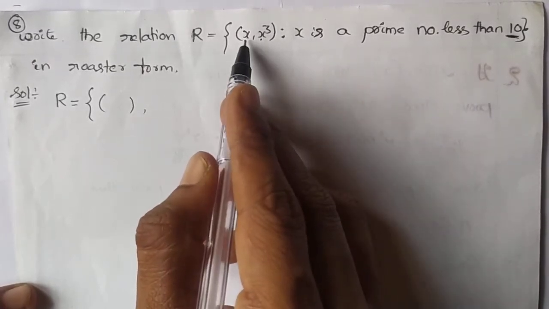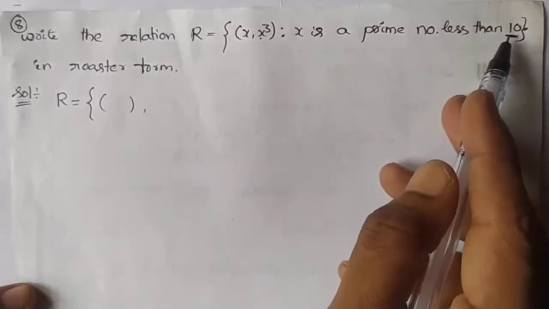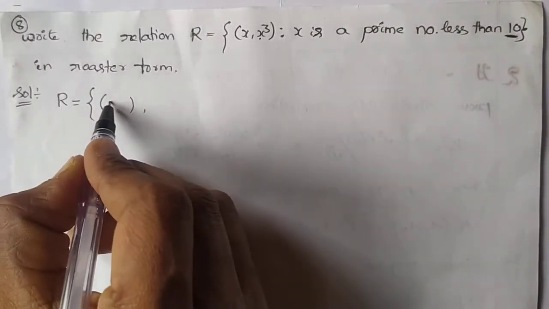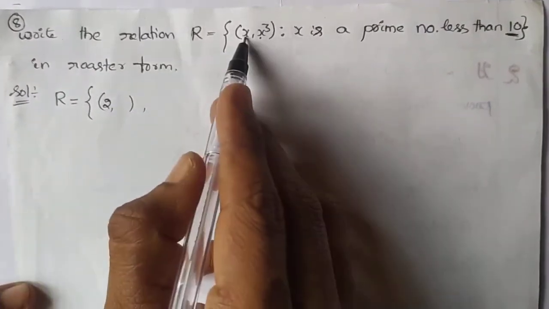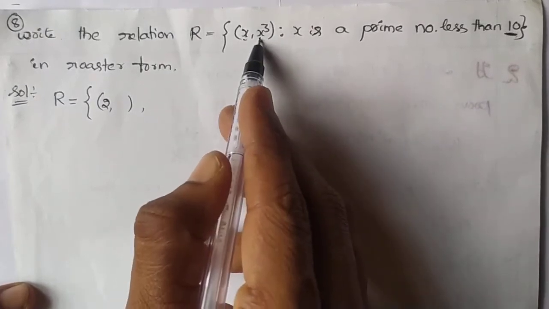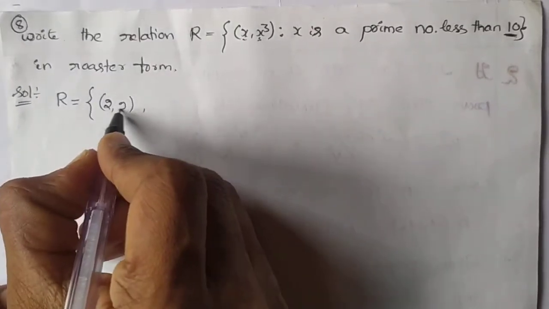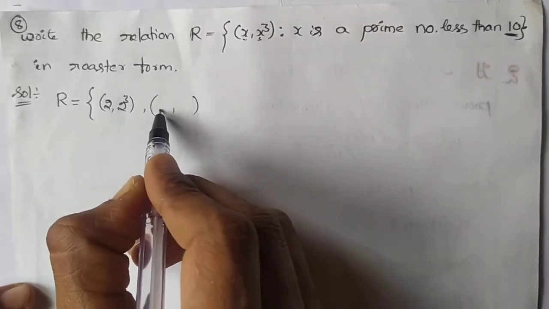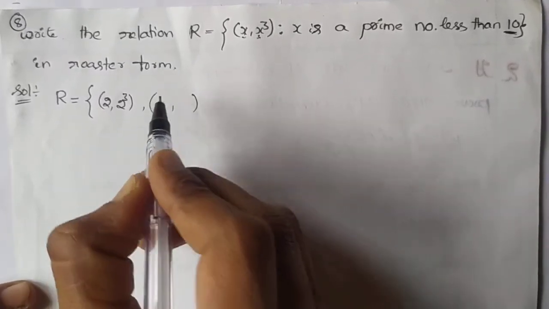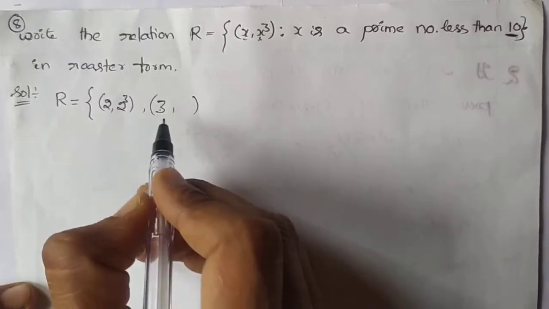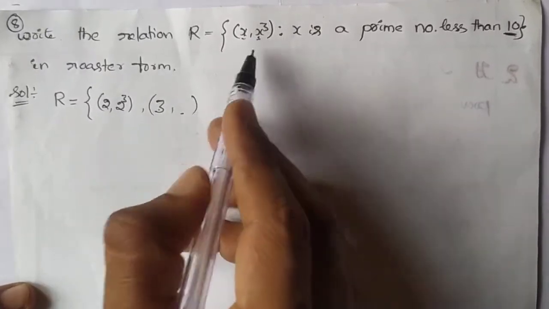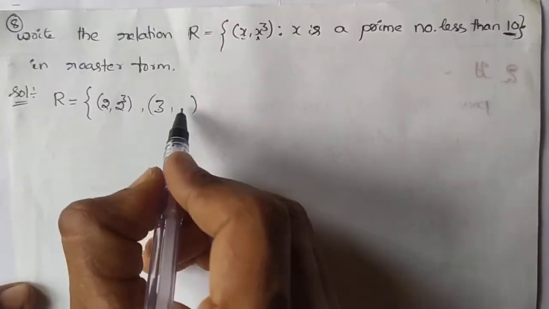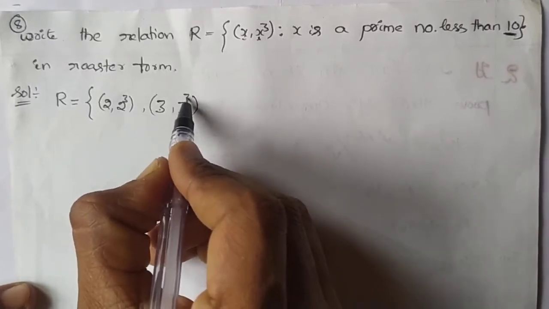Let us take a prime number which is less than 10. Prime numbers are what? 2. X is a prime number 2. Next, we have x cube, that is 2 cube. Next, after the 2, which is the prime number? 3. The second element is x cube, that is 3 cube.